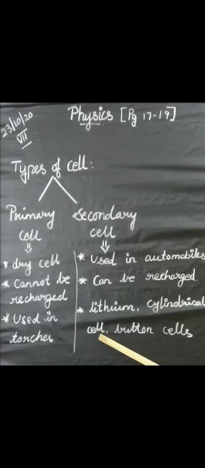Next, the secondary cell. The secondary cell is used in automobiles and generators. The chemical reaction can be used again and again, so it can be recharged. For example, UPS batteries and automobile batteries can be charged and used again. Lithium cells, cylindrical cells, button cells, and alkaline cells are the other types of cells.